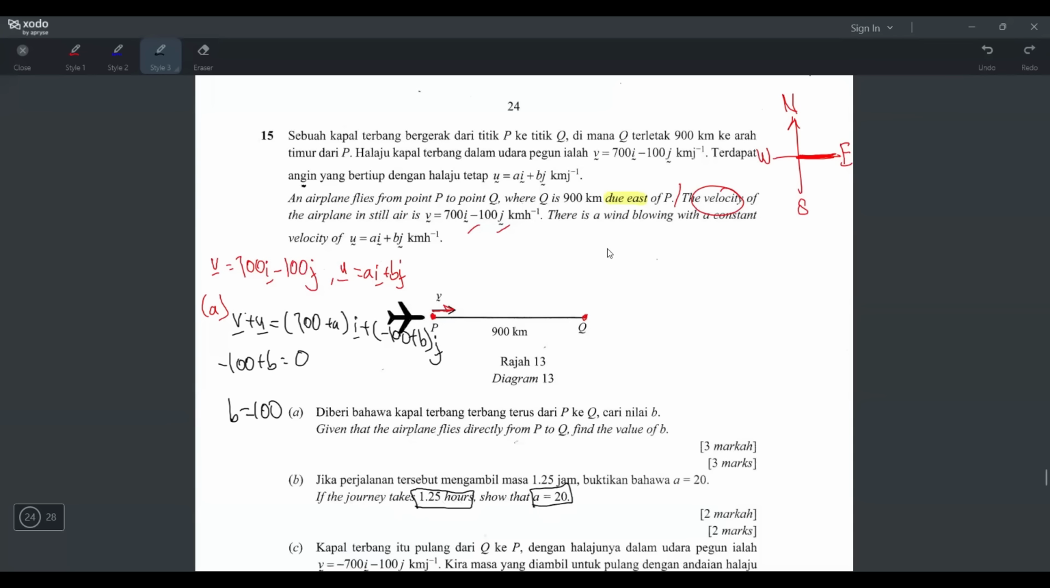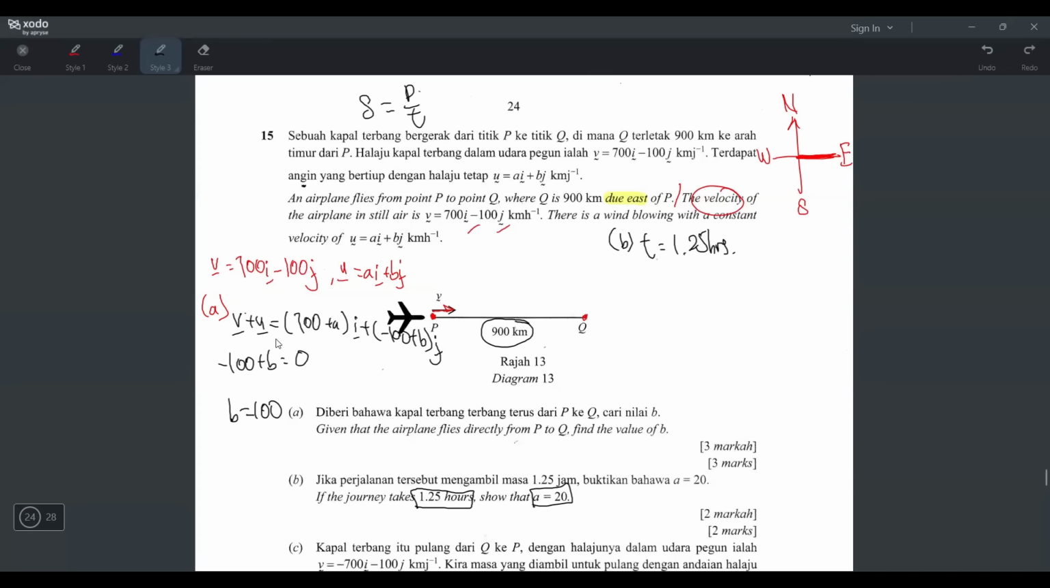The 1.25 hours is the time, so I'll use small t to write 1.25 hours. So how do you show that A equals 20? A is this one, right? I think you have to use the speed formula, because you have the distance, you have the time, and you have the velocity. The speed formula is speed equals distance over time, or you can say velocity equals distance over time. You have your time, you have your distance, but the problem is your speed you don't have.